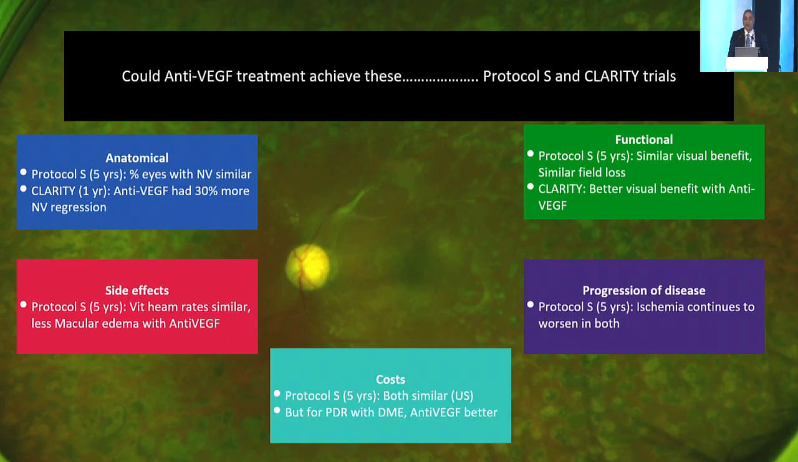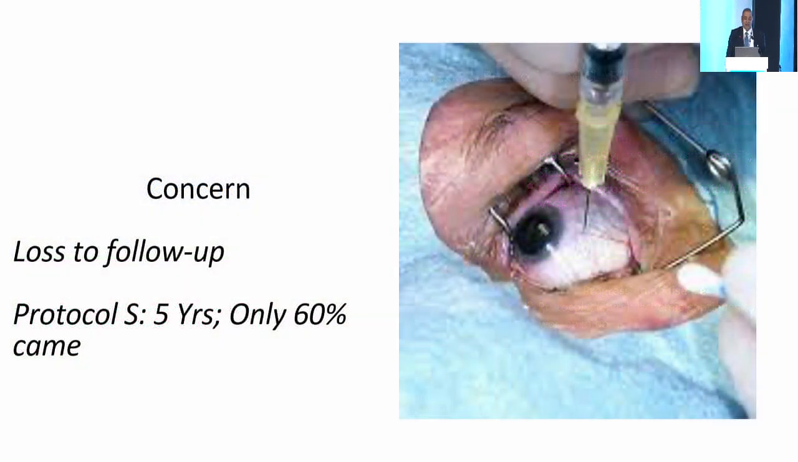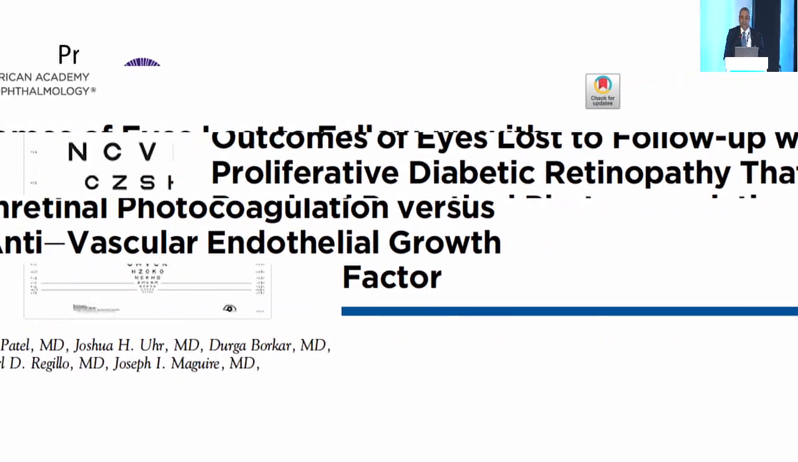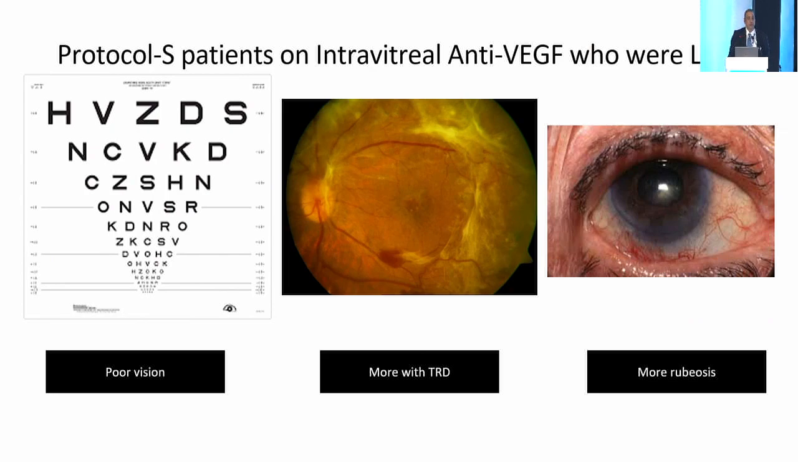And cost, we know injection cost is much higher, so probably anti-VEGF is not the answer. The major concern is loss to follow-up; in Protocol S only 60% came. They did a subgroup analysis to find out what happened to those lost to follow-up. They had poorer vision, more patients with tractional retinal detachment, and more rubeosis.